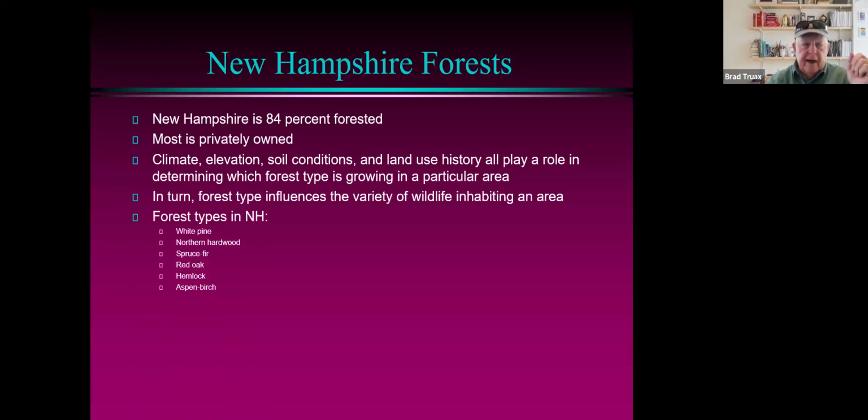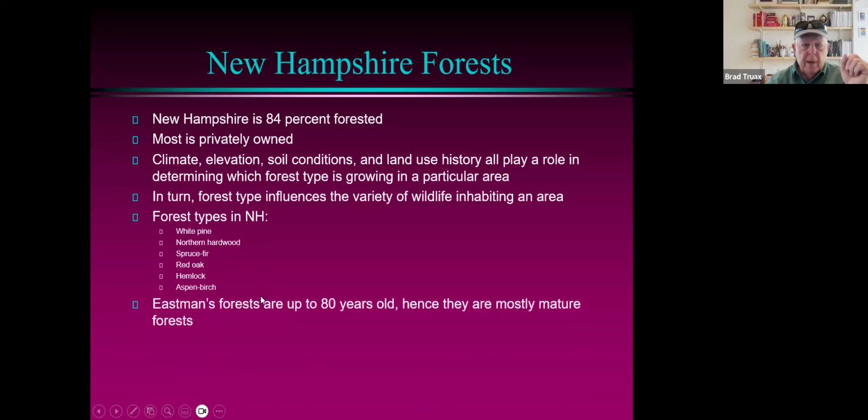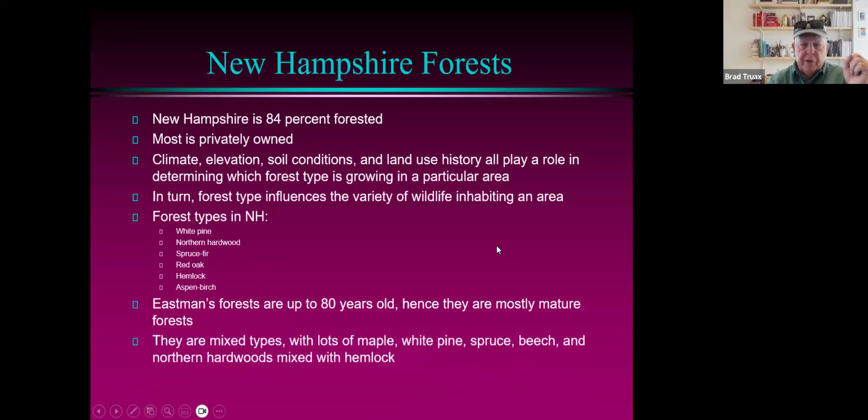And in turn, the forest type influences the variety of wildlife that will be inhabiting an area. And there are basically 5 forest types that are recognized in New Hampshire: white pine, northern hardwood, spruce fir, red oak, hemlock, and probably also a 6th, aspen birch. And Eastman's forests are up to 80 years old, so they're mostly mature forests. And they're mixed types with lots of maple, white pine, spruce, beech, and northern hardwoods mixed in with some hemlock.